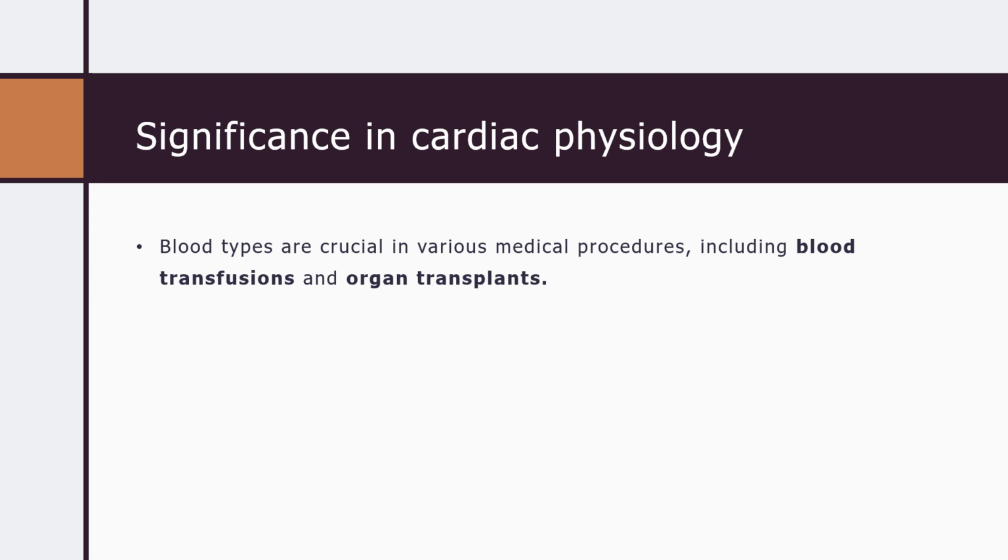Explanation of transfusion reactions, a significant aspect of cardiac physiology. Transfusion reactions occur when blood from a donor is incompatible with the recipient, leading to adverse effects. These reactions can range from mild to severe, and in some cases they can be life-threatening. And then here are the different types of transfusion reactions.